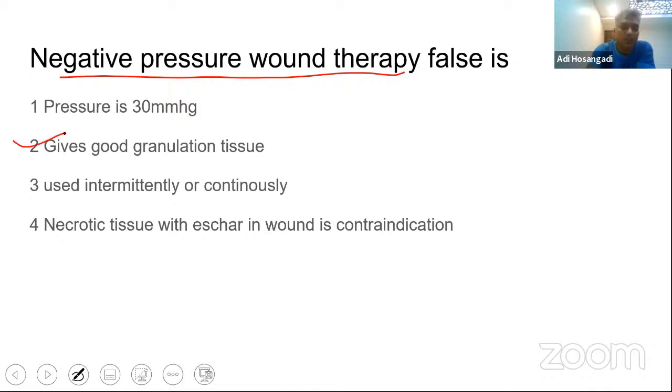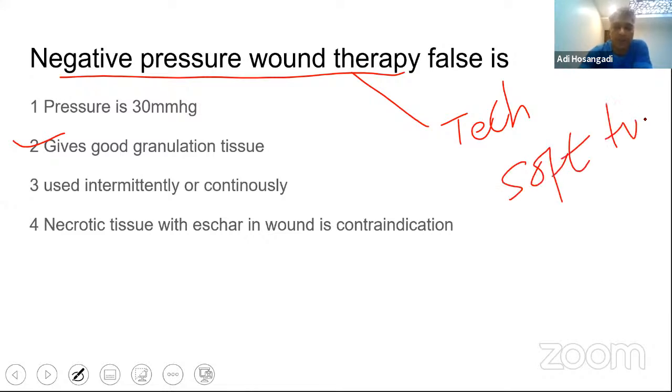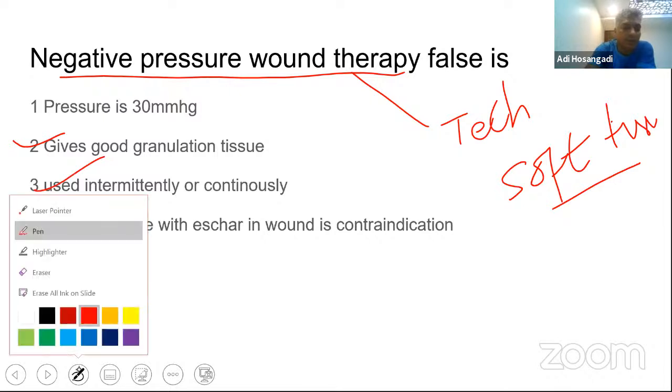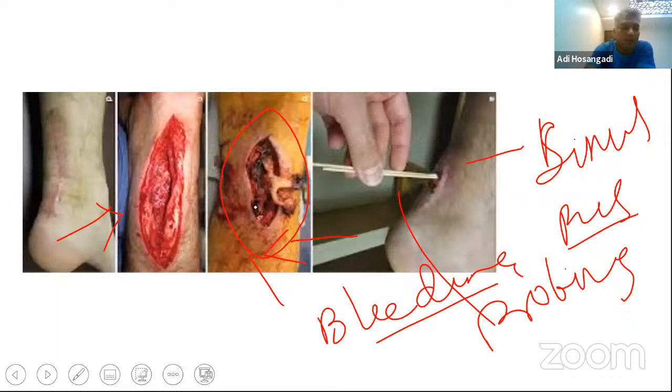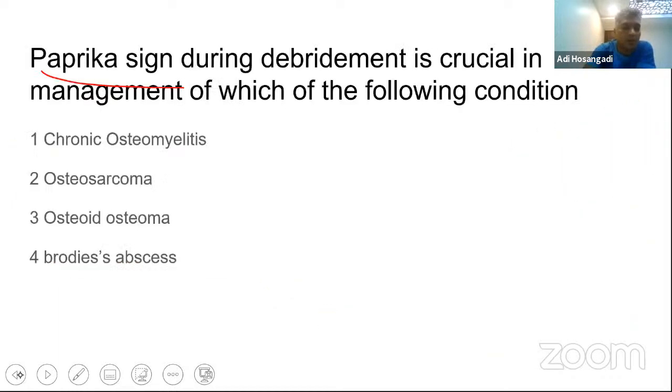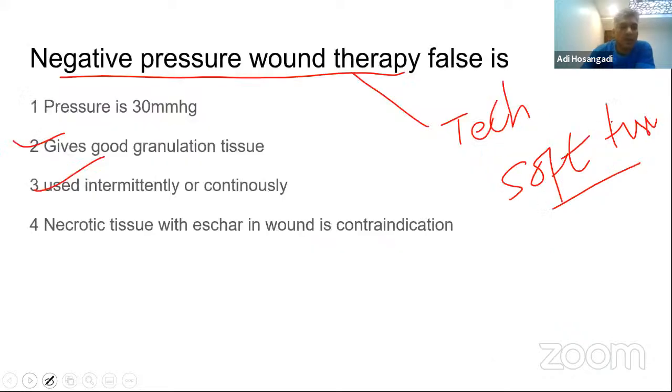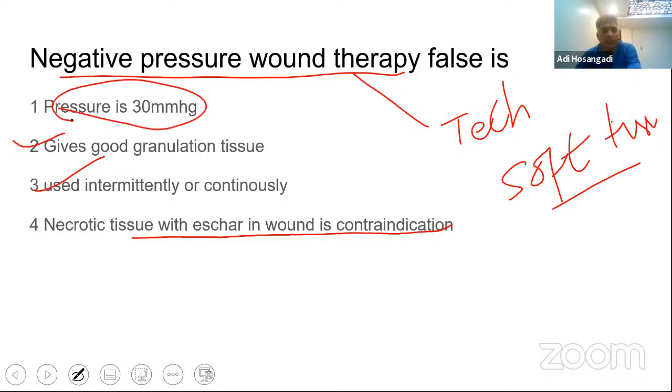It gives good granulation tissue, no doubt. It is one of the techniques for management of soft tissue defect. Please remember, it is one of the methods of management of soft tissue defect. I'll explain how it is done and where it is done. It is of course used intermittently or continuously. Necrotic tissue is not a contraindication. Answer is this, I will explain in subsequent slides.